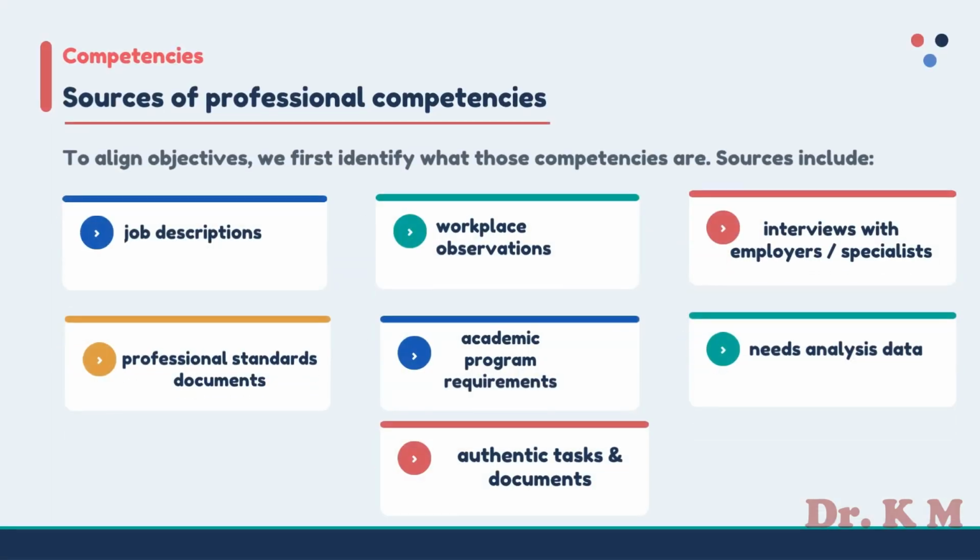Sources of professional competencies. To align objectives with professional competencies, we first need to identify what those competencies are. Professional competencies include job descriptions, workplace observations, interviews with employers or subject specialists, professional standards documents, academic program requirements, needs analysis data, authentic tasks and documents.